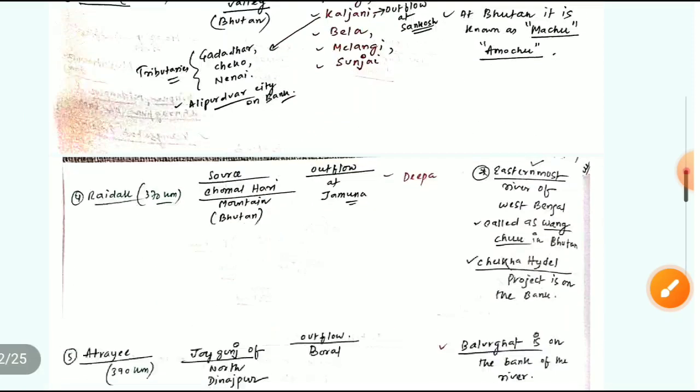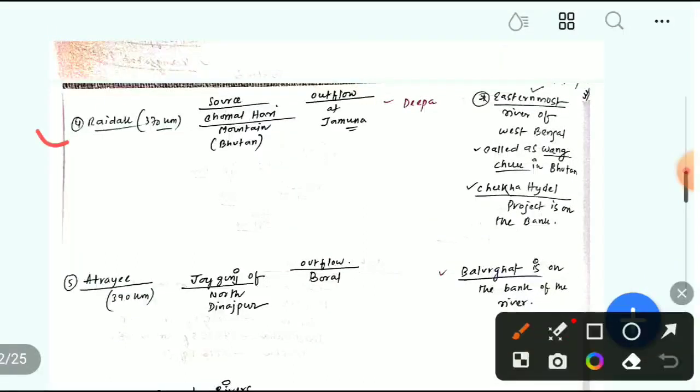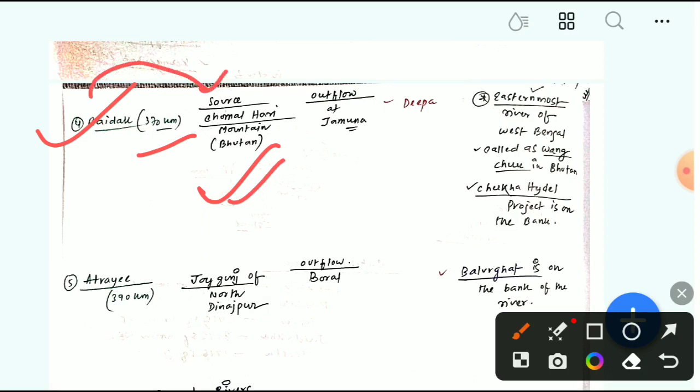Next river is Raidak. So Raidak, its distance is 370 kilometers, and its source is Chomolhari mountain, that is in Bhutan. So Raidak is Chomolhari, RC.